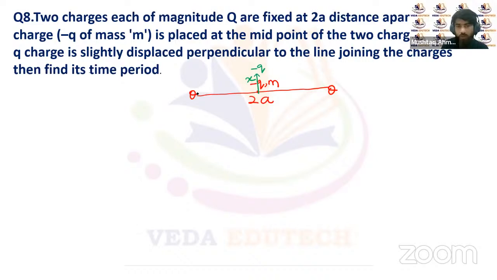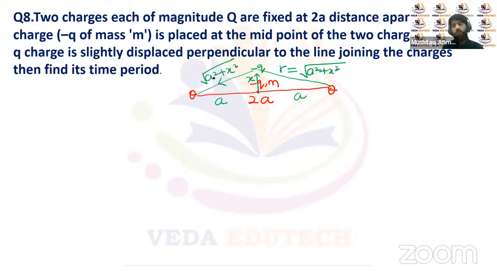Now there will be two forces on this charge. One force will be the attractive force because of this charge, and another will be an attractive force because of this charge. Let's suppose the displacement here is x in the upward direction. The distance from here to here is a, and from here to here is a. Then the value of this r will be the square root of a square plus x square, and this r will once again be the square root of a square plus x square.